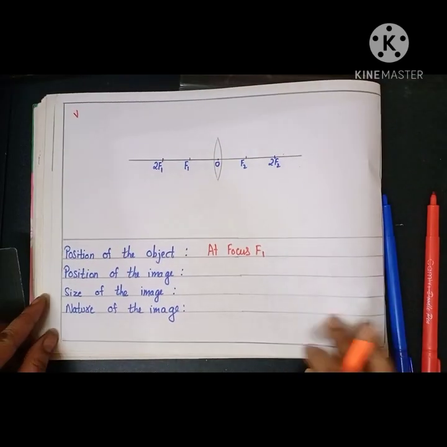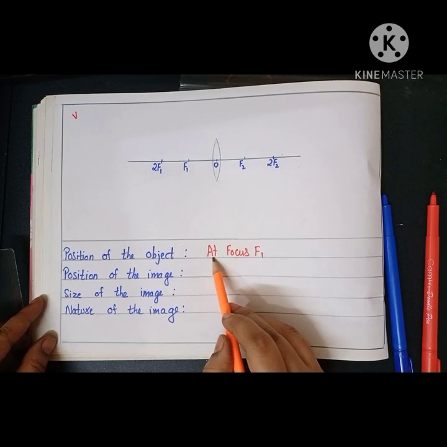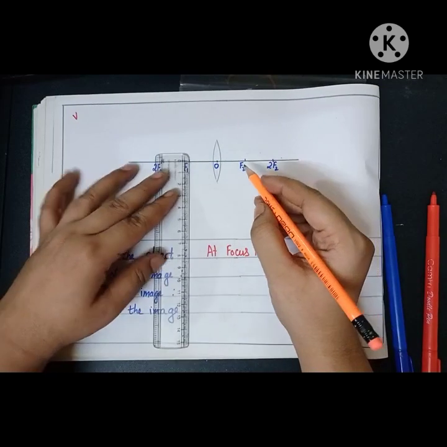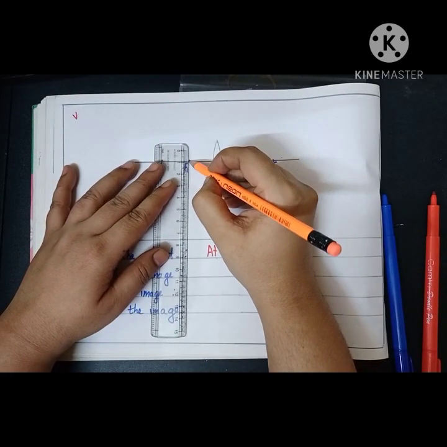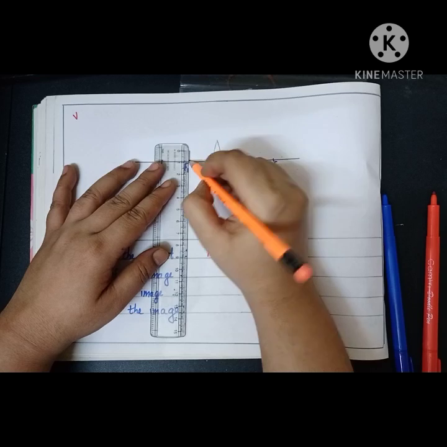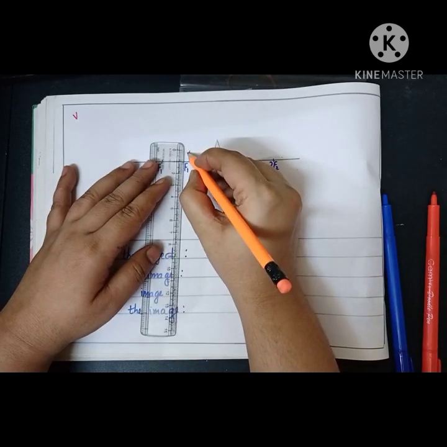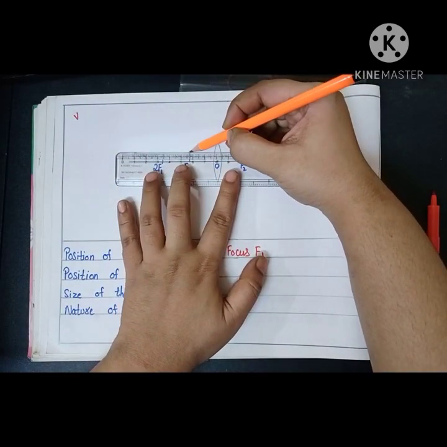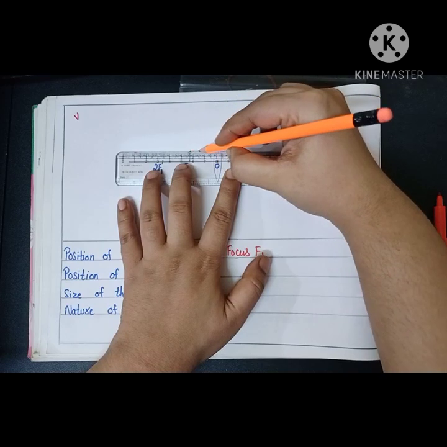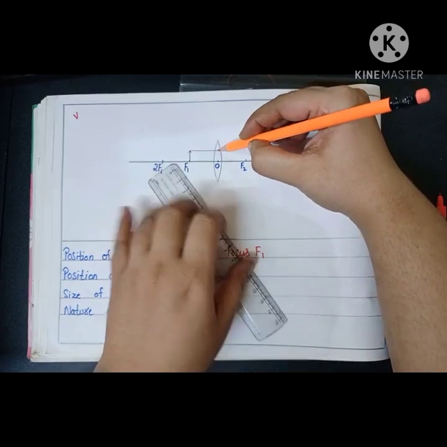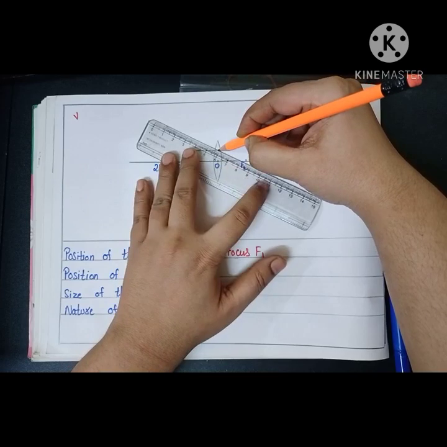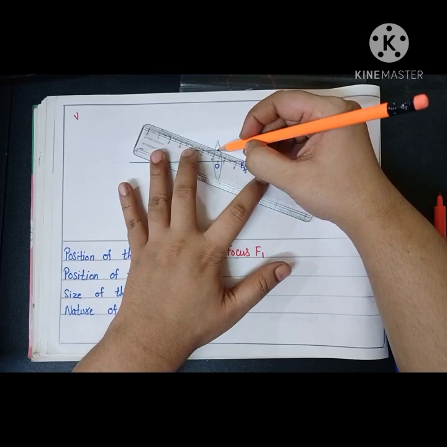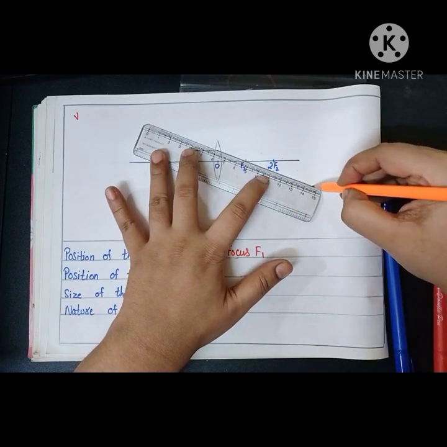Now let us draw the next ray diagram when object is kept at focus f1. Draw the height of the object of 1 centimeter. Incident ray parallel to principal axis. Refracted ray will pass through principal focus.